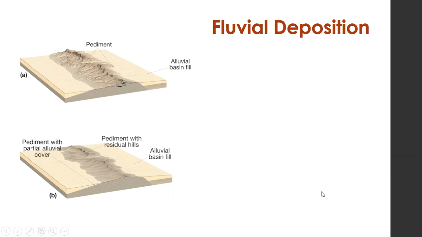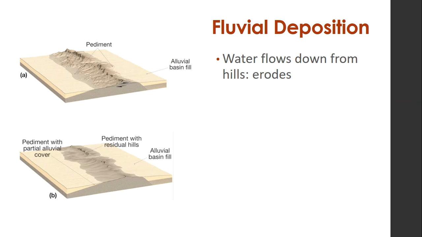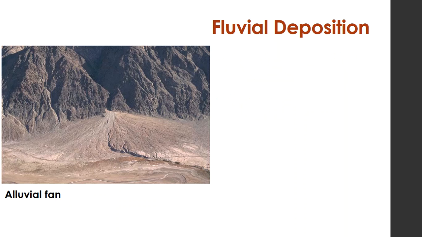We also get fluvial deposition or deposition from this flowing water, right? Water flows down from the hills and it erodes as it does, and it deposits when it reaches that base. So as I showed you in that picture before, generally speaking, that material is not going to be taken away very far. It's going to be deposited right at the base. So here is a fluvial deposition called an alluvial fan. And so you can see as this hillside has been eroding, water's been flowing down, it's basically depositing this.